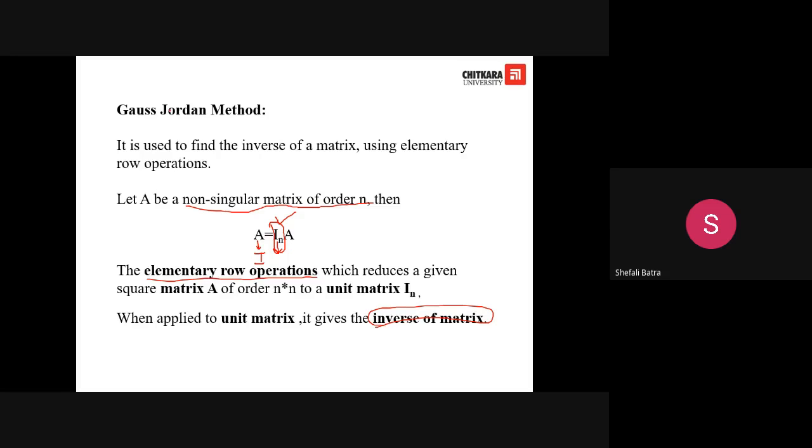Right? So in the Gauss-Jordan method, you can find the inverse of a given matrix using elementary row operations. No column operation would be there, only row operation. Why row? Because when you are representing A is equal to identity matrix into A, and the identity is written prior to the given matrix, then you can apply only row operations. Right?